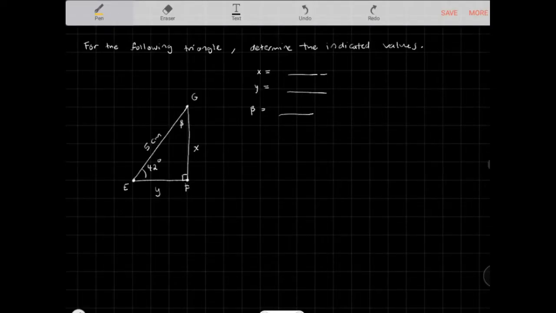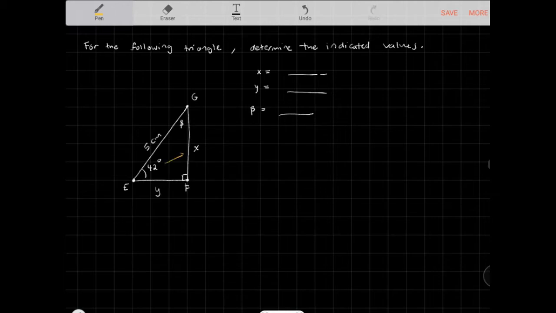Alright, for the following triangle, determine the indicated values, right? So we know this is a right angle triangle, so we can use our primary trig ratios. If we want to solve for x here, what we can do here is we have a reference angle, it's 42 degrees. We have the hypotenuse, which is 5 centimeters, and this is where the primary trig ratios become really useful.